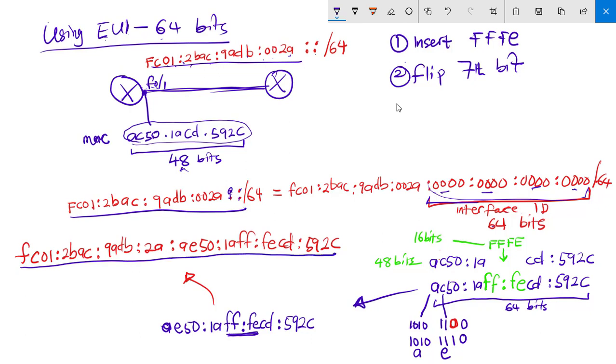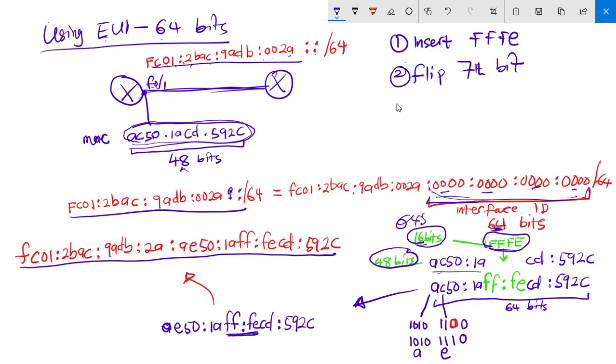But let's watch the steps. The 48-bit MAC address of this interface is going to be inserted in this field. But remember, we should have 64 bits. So what will account for the 64 bits? The MAC address will be inserted with FFFE, which is a fixed value. FFFE is 16 bits. So 16 bits adding up to the 48-bit MAC address will give us 64 bits.